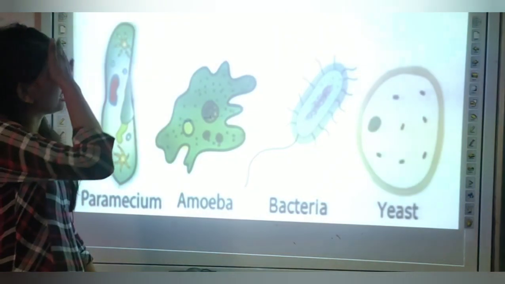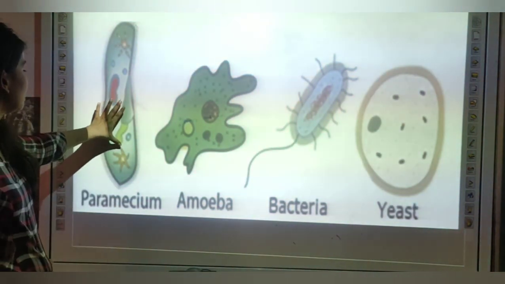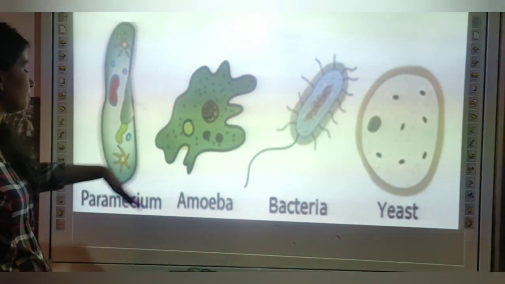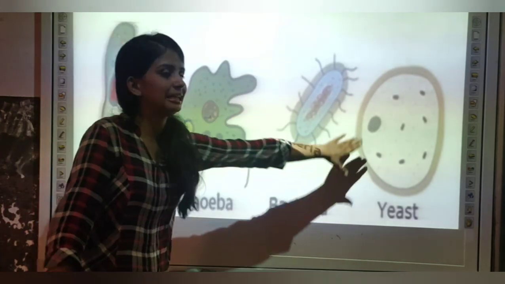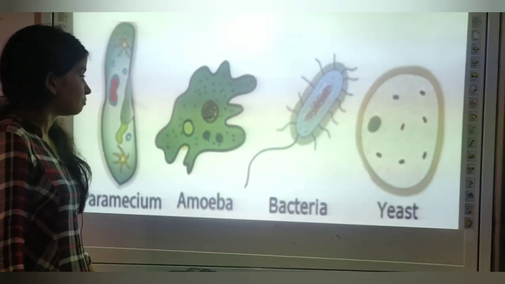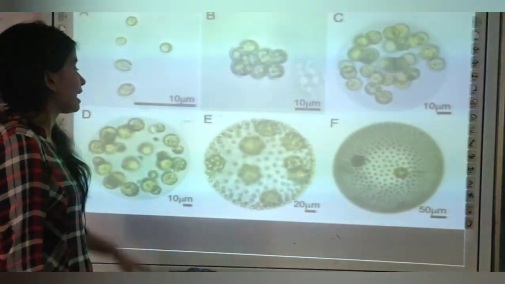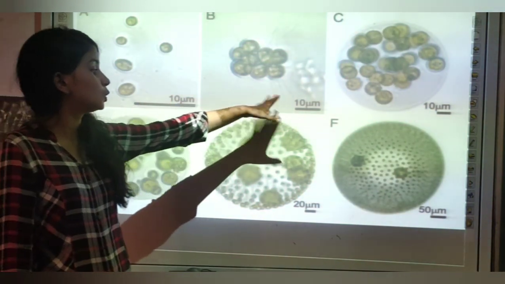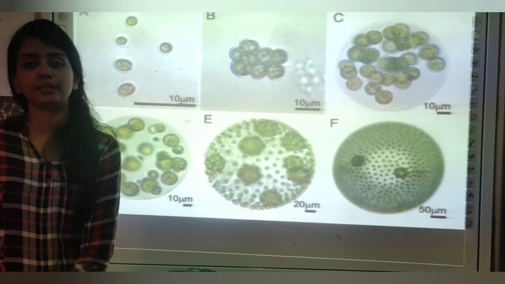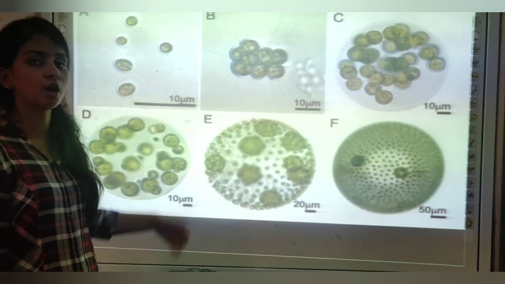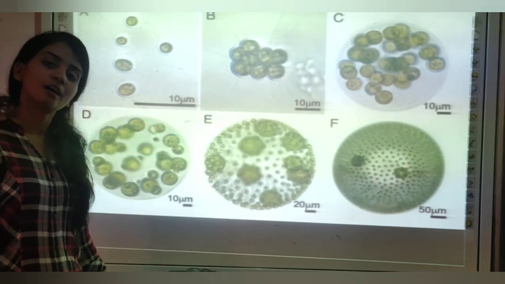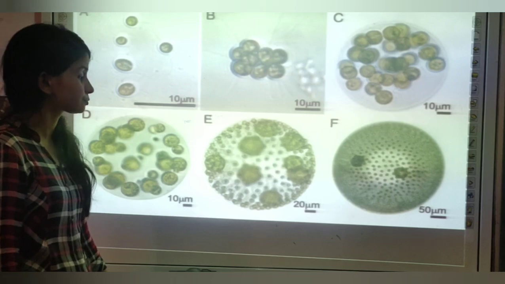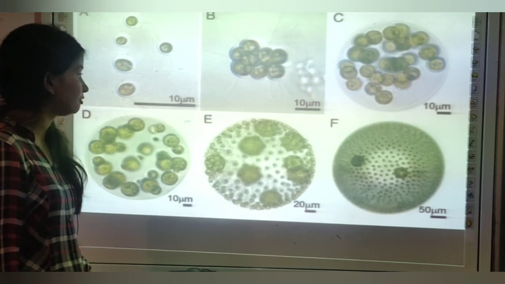Next we have, look, this is the diagram of paramecium, amoeba, bacteria and yeast, which are unicellular, and here we have multicellular, from 10 micrometer up to 50 micrometer. Got it? This is multicellular cells.